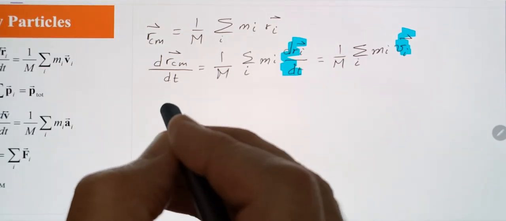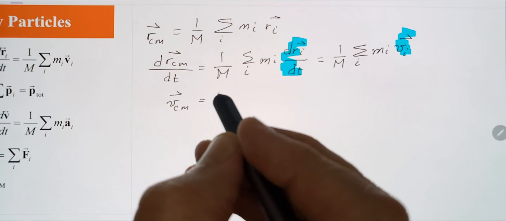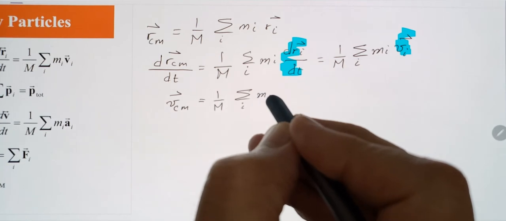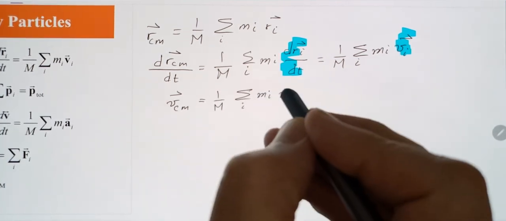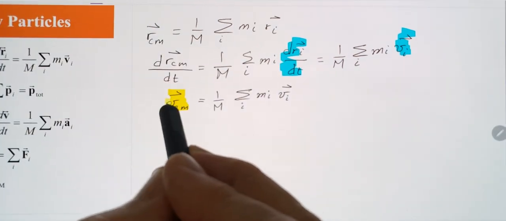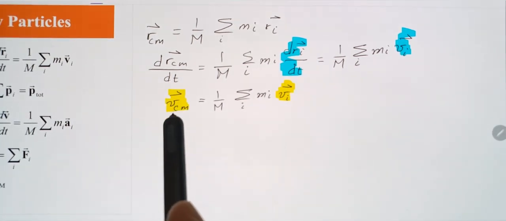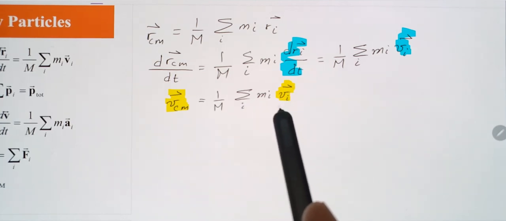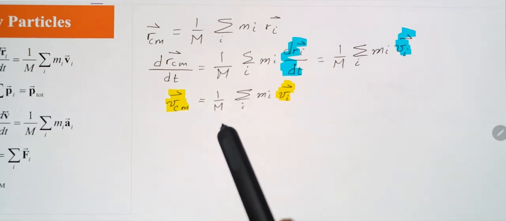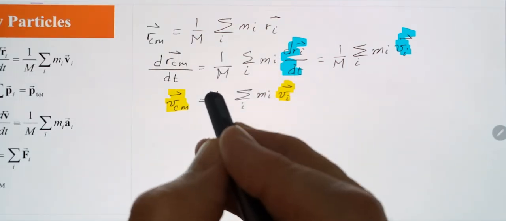So I have V center of mass is equal to 1 over m, the summation, mi multiplied by the vector vi. So notice here I have the center of mass velocity vector, and I have the velocity vector for each particle. Now I have m here.